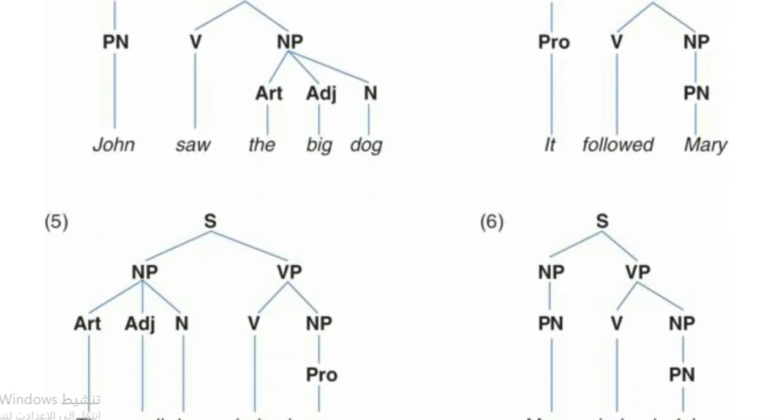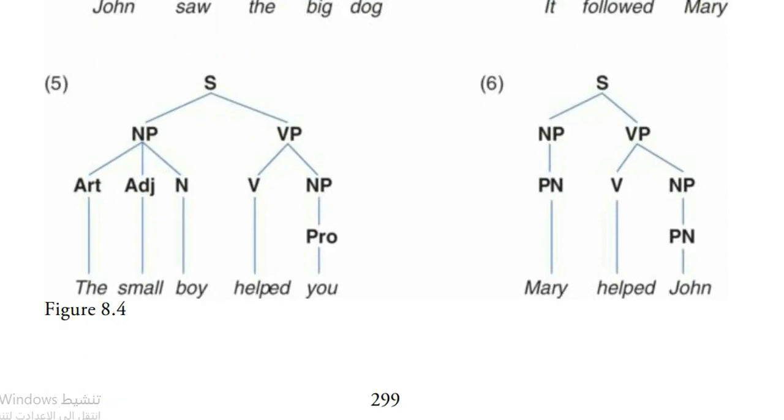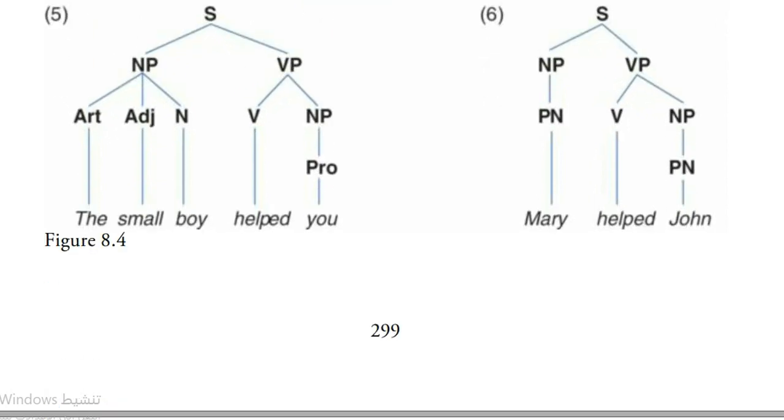So fine, let's move to the next example here, page number 299. We have noun phrase, verb phrase; we have article, adjective, noun, we have verb, we have noun phrase. So, the small boy, it's all under the noun phrase. We have article, we have adjective, we also have noun.